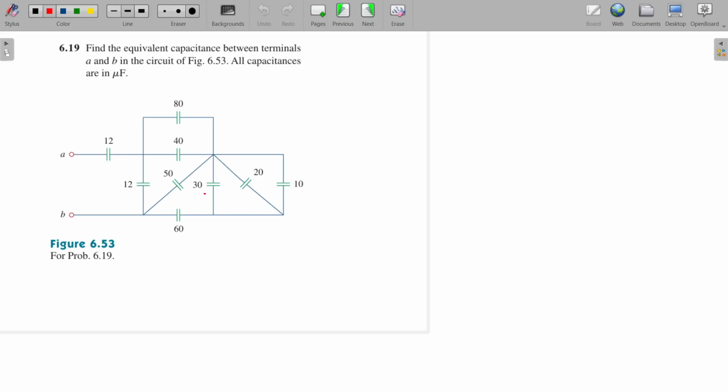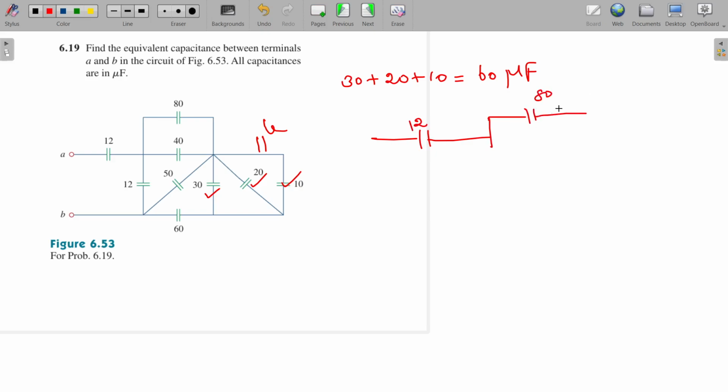When you have a look at this 30, this 20 and this 10 are connected in parallel. So for the parallel combination, the equivalent value is just adding them together. So it is 30 plus 20 plus 10, that is equal to 60 microfarad. Okay, so after that the circuit gets modified, as this is 12 microfarad. Then here you have this parallel combination as 80, and then here you have it as 40, right?